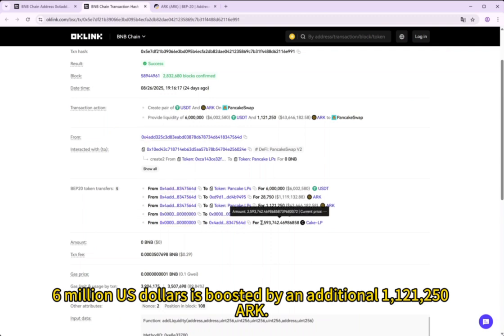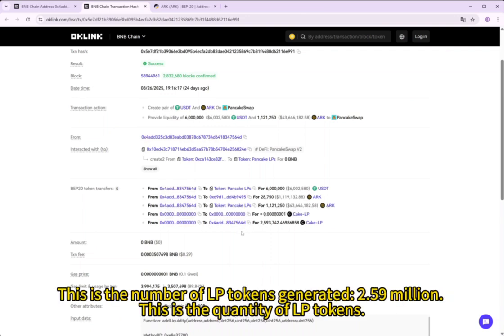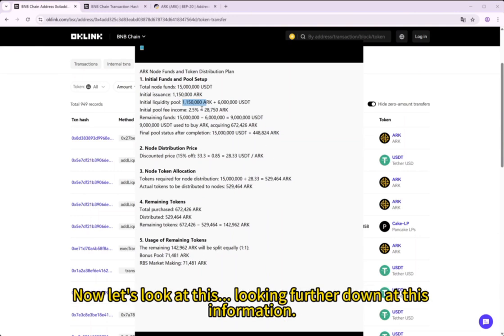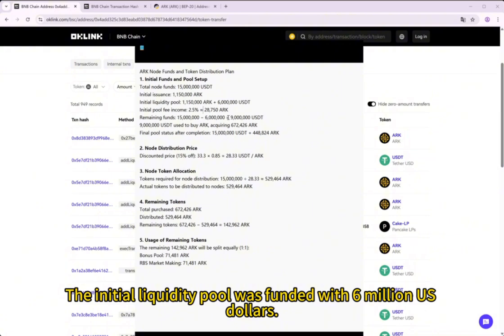Once the initial pot has been settled, the starting pot of $6 million is boosted by an additional 1,121,250 ARK. This is the number of LP tokens generated, 2.59 million. This is the quantity of LP tokens. Now let's look at this. Looking further down at this information, the initial liquidity pool was funded with $6 million.